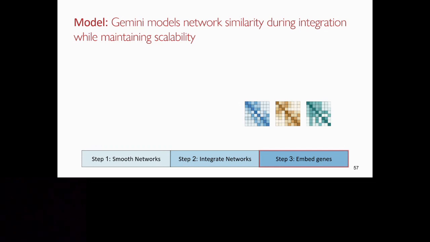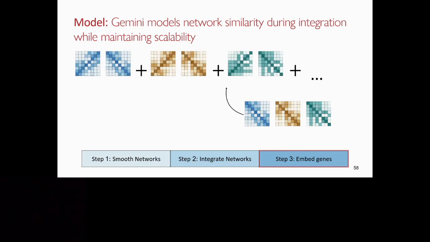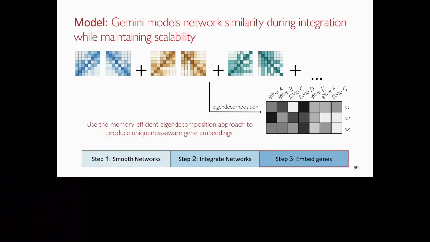And then finally, once we have this kind of more balanced data set, we can proceed with the third memory efficient step in Mashup to perform the summation and then eigen decomposition steps so that we get out these uniqueness-aware gene embeddings.